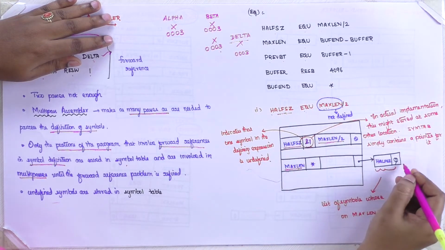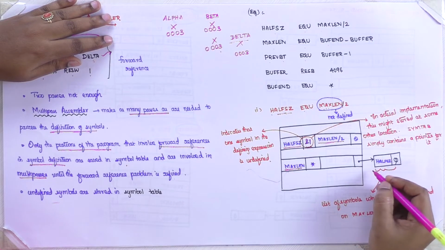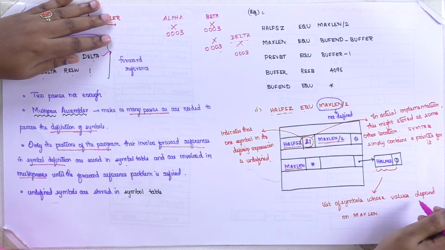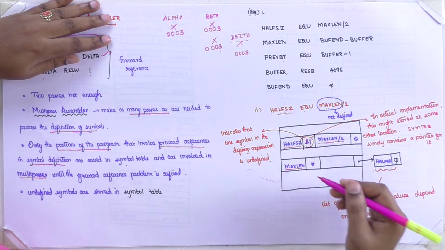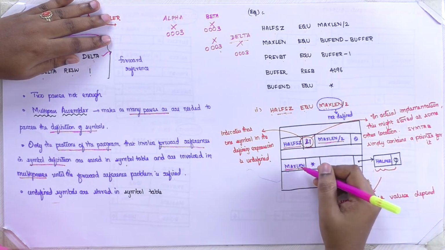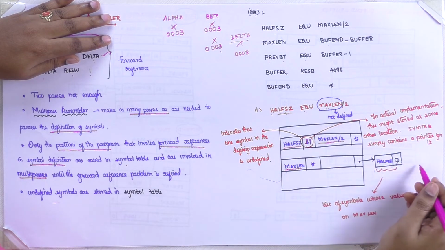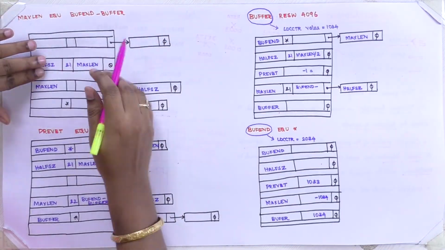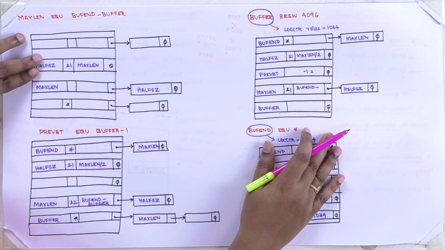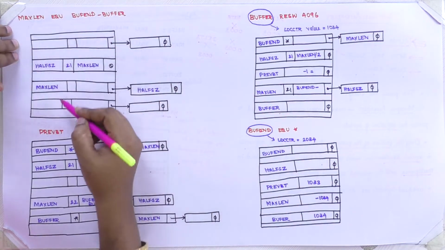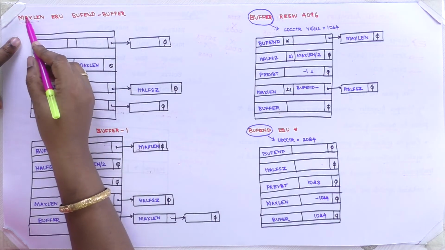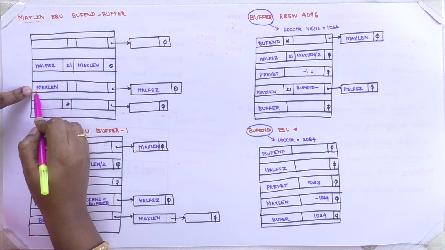That you have to mention in the linked list. So this linked list will contain the list of symbols whose values depend on MAXLEN. So the value of MAXLEN is needed by which symbols? Those symbols will be mentioned here in the linked list. Okay. So now over reading the next instruction, MAXLEN EQU BUFEND minus BUFFER. So already our linked list contains this information. Now MAXLEN is already defined in our linked list.